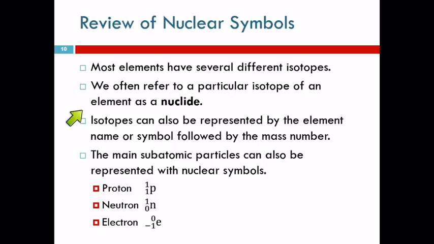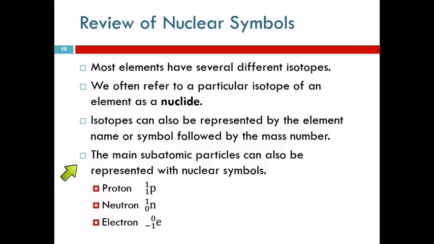Most elements have different isotopes. When we're talking about a particular isotope, we call it a nuclide. So we'll be using that word, nuclide. That just means a specific isotope of an element. We can represent them by their nuclear symbol, or by the element name or symbol followed by the mass number. So we could say carbon-14 or C-14.